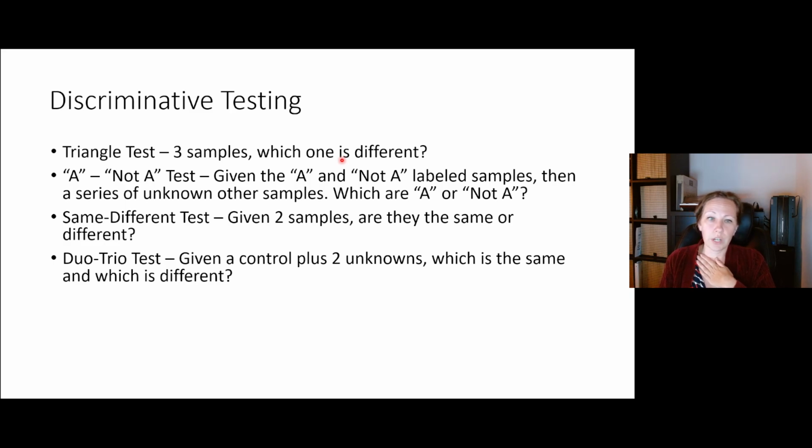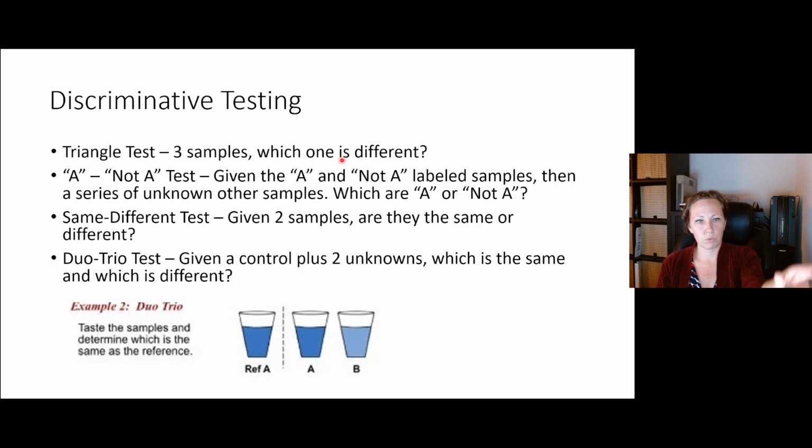The duo trio test, you're given a control sample. So I'm going to tell you this is the control. This is your reference sample. And then I'll give you 2 other samples, and I'll tell you one of these is the same, one is different, and you tell me which is which. Okay, and that is called the duo trio test.